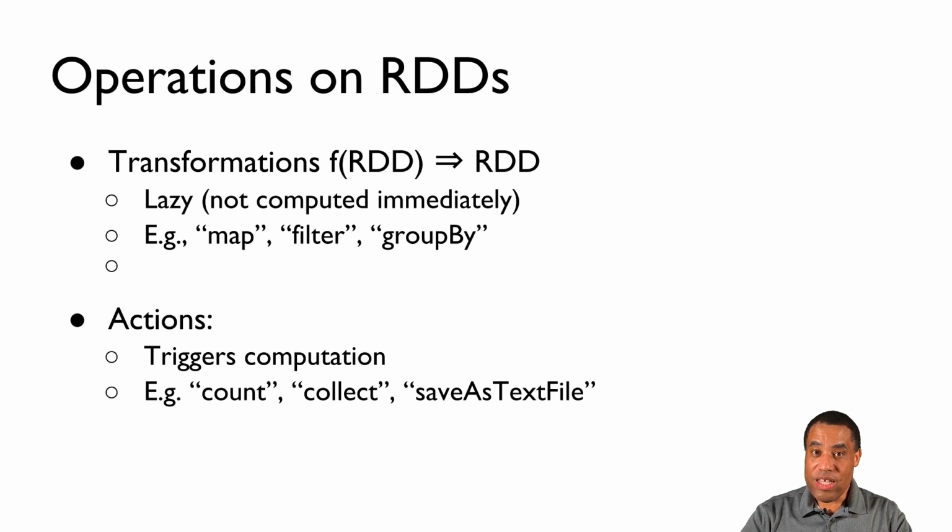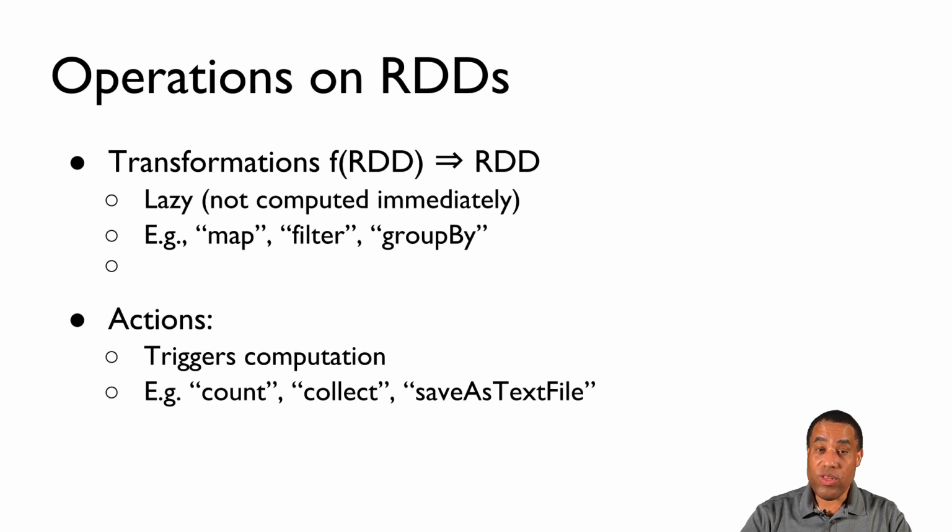Now, the thing about transformations is that they're lazy. And what that means is that when you specify a transformation, Spark says, okay, I'll make a note that you want to apply this function to an RDD. I'm not actually going to run it. I'm just going to make a note that you want to do this operation. Examples of operations are map, filter, group by, and so on.